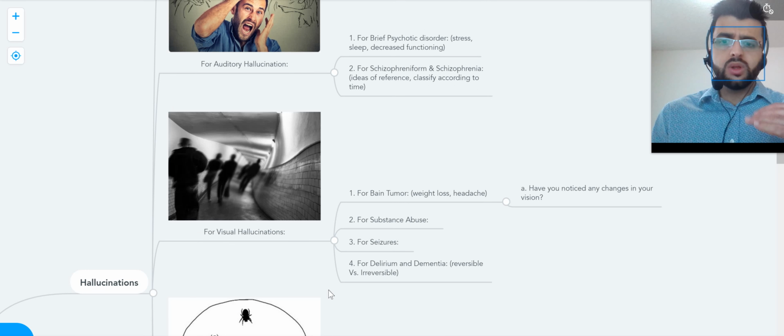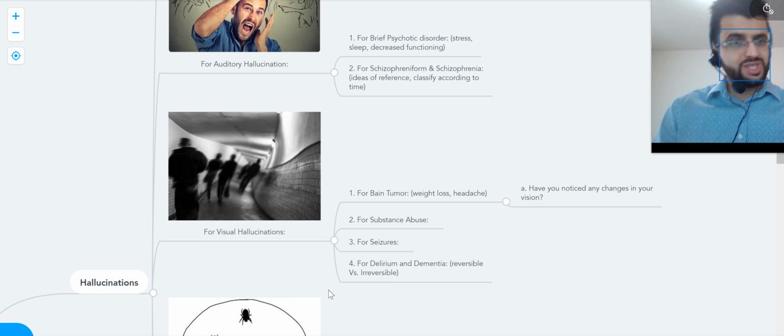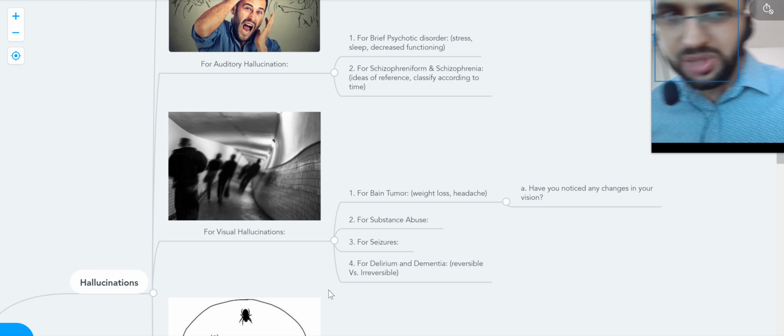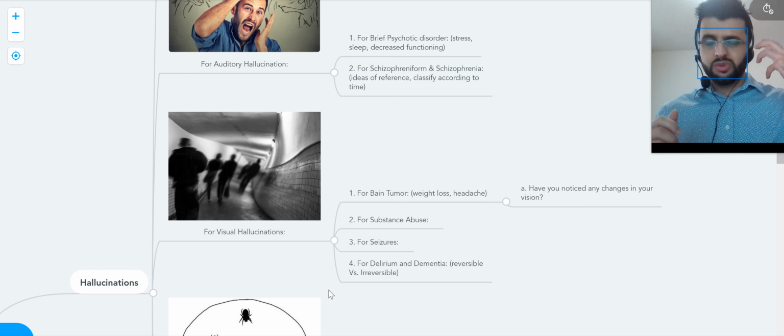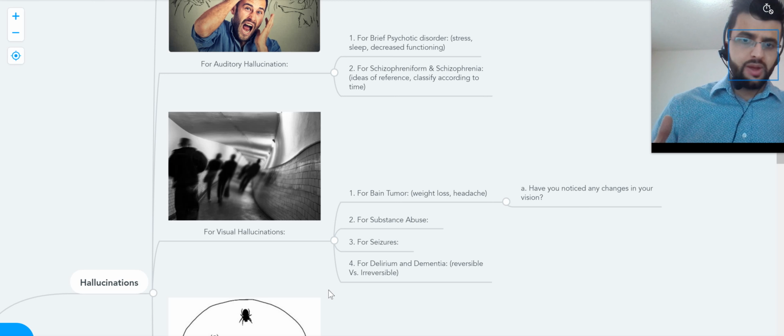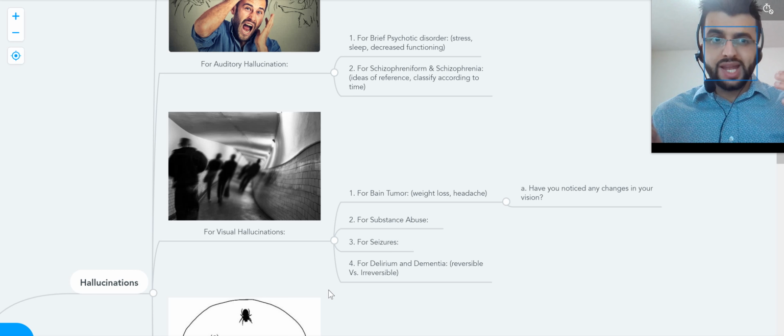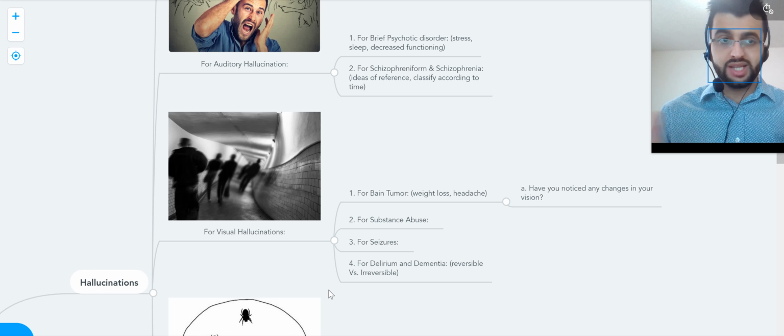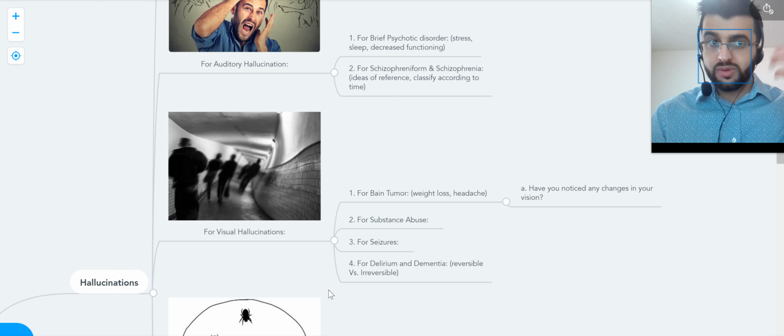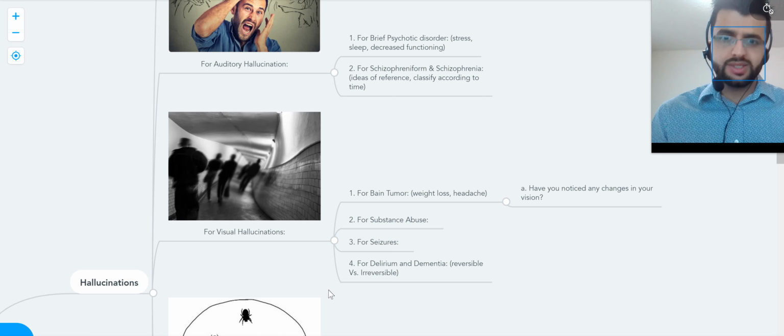So for visual hallucinations, there are four causes. The most important ones: it could be a brain tumor, it could be substance abuse, it could be seizure, and it could be delirium and dementia. So for brain tumor, when you have a tumor in your brain, it is usually associated with weight loss, headache at night, that's important. And if the tumor is in the optic nerve, it can cause visual changes. So this is a brain tumor.